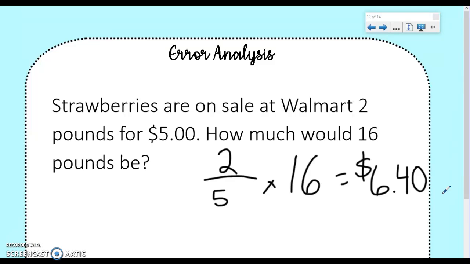I want you guys to look at that answer. Is this realistic? If 2 pounds were for $5 and now I have 16 pounds, I want you guys to think about how you would solve this. What did this student do wrong is my first question.